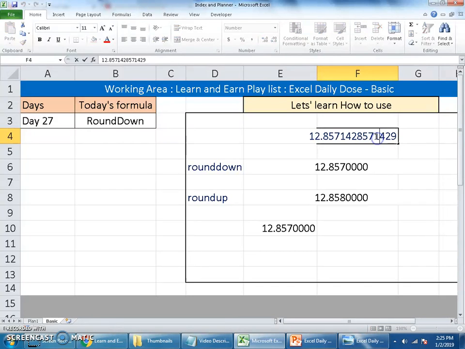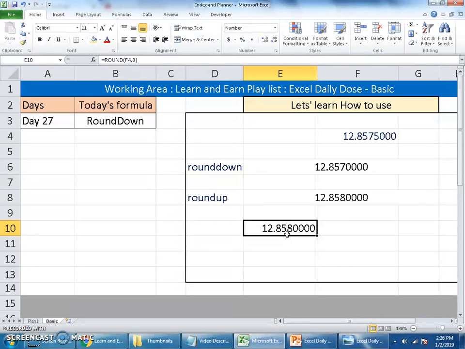After the 7, the next number is 1, which is not more than 5. If I had anything equal to 5 or more than 5, the round formula moves it up. So use the basic function, which is round, whenever you end up in a situation where you need to round the number of decimals.